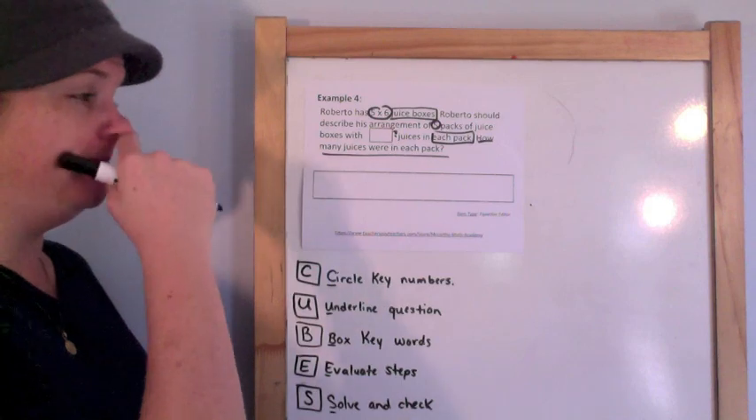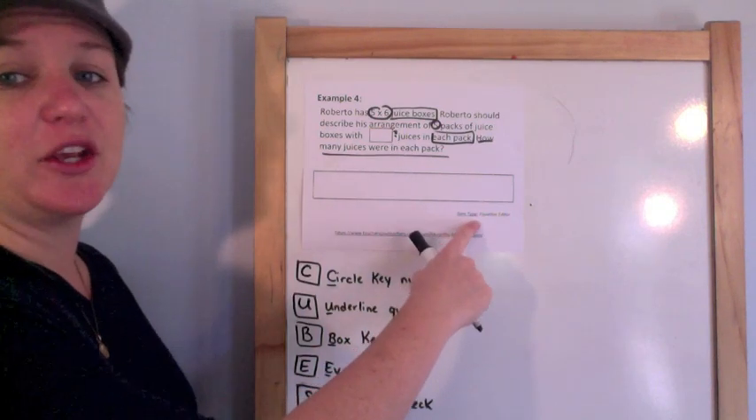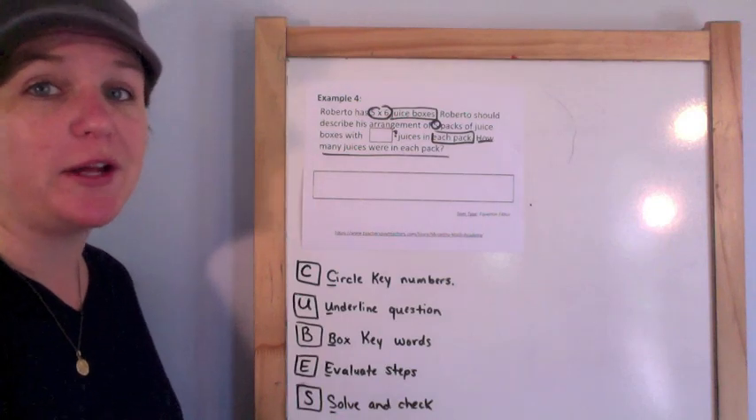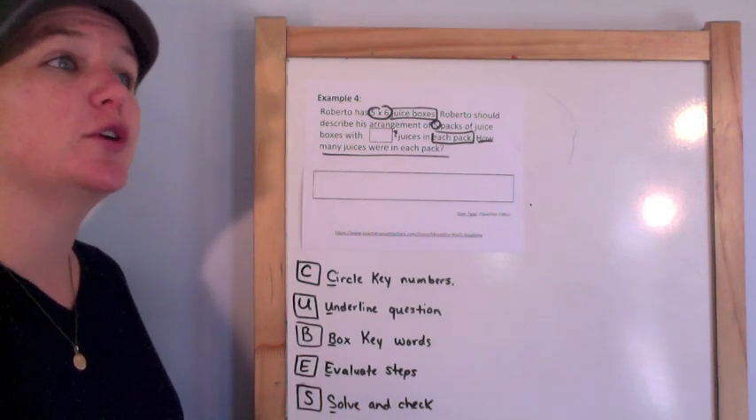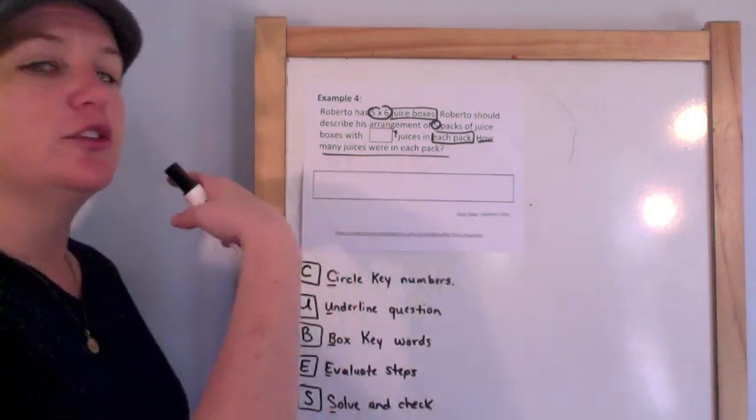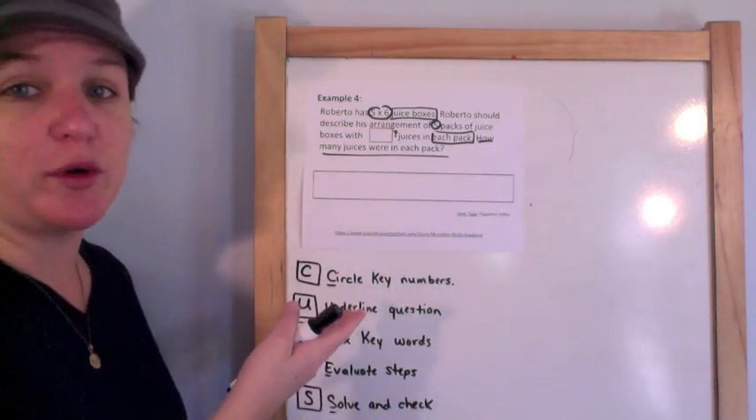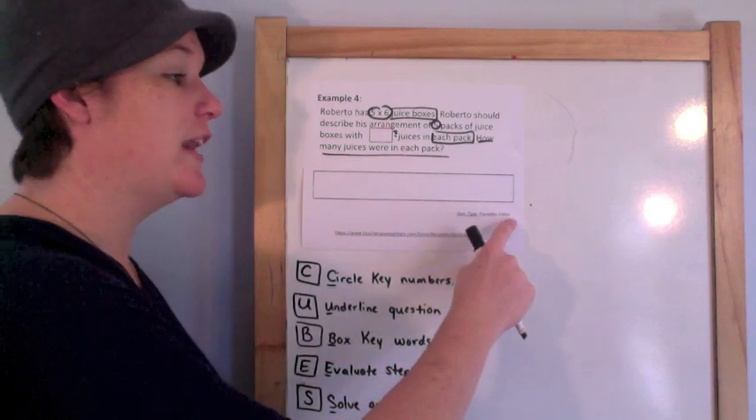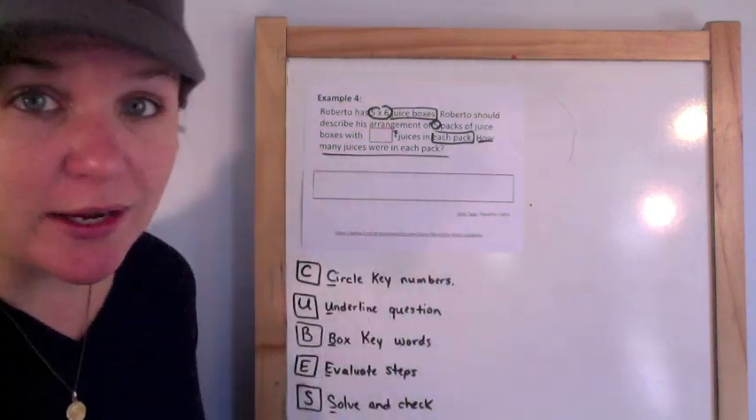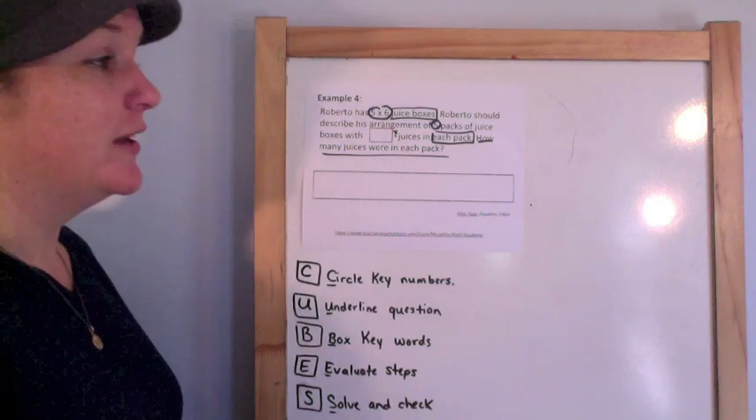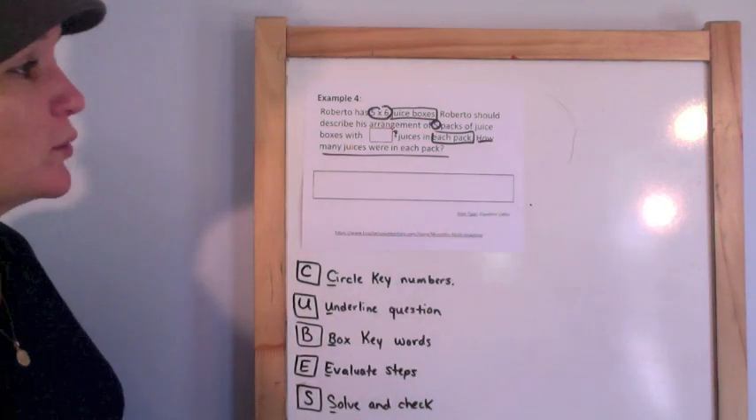All right, so this is an equation editor question, which is different than an open response. An open response question is looking for you to respond to the question using sentences, answering whatever the question is. An equation editor is going to give you this big old huge box, but you don't have to write a whole lot in there. You just have to answer the question. So the question is, how many juices were in each pack?